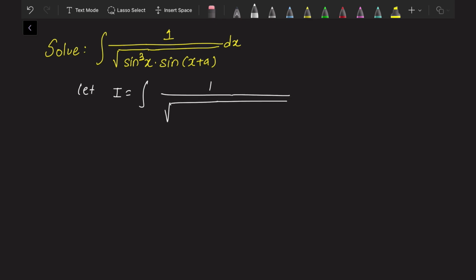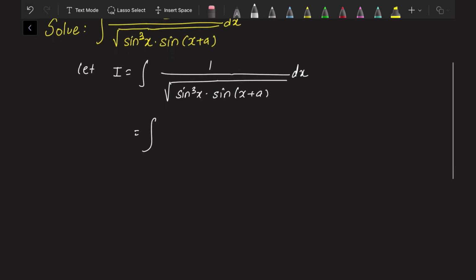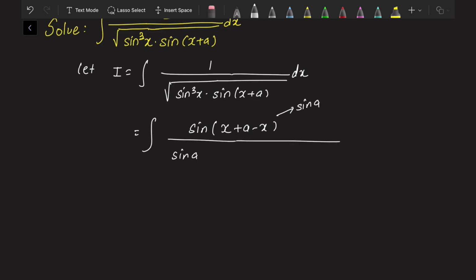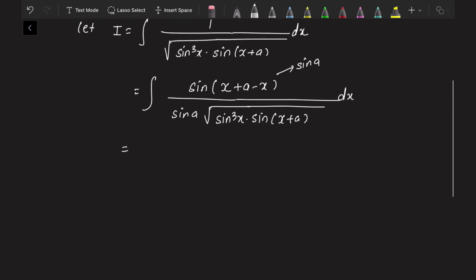So let I equal the integral of 1 upon the square root of sine cube x into sine of x plus a, dx. Now whenever I see this kind of pattern, sine of x plus a, one thing that comes to my mind is that I can break it down as sine of x plus a minus x, because this whole thing will give a result of sine a, which is a constant. Hence we can divide by sine a to adjust the numerator, and the denominator is still intact: sine cube x into sine of x plus a, with respect to dx. Now this constant can be taken out, so 1 upon sine a.